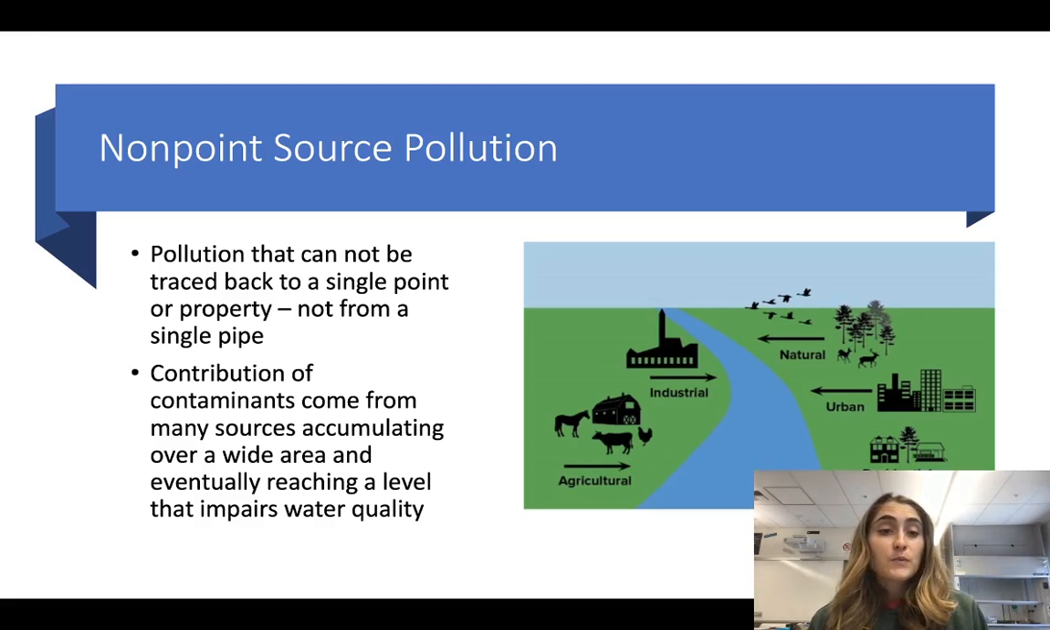Now, non-point source pollution is pollution that can't be tracked to a single point or property. There's a lot of examples of this, but you're kind of seeing in the image here that you've got one body of water and multiple sources along that body of water that are possibly contributing to the pollution of that body of water. So we're seeing agriculture, industrial, natural, urban, residential. And so when we say that the water is polluted and people say, well, why is the water polluted? We can't identify any one clear source.